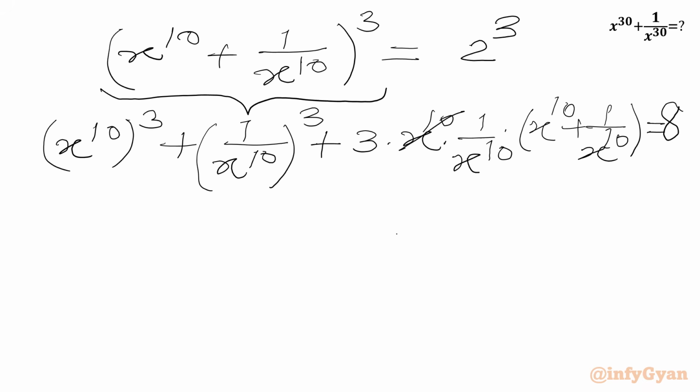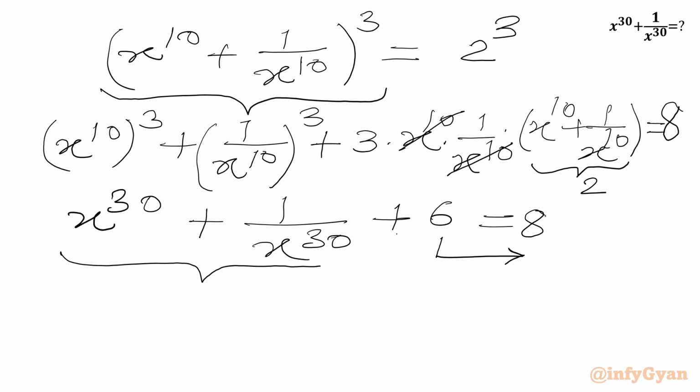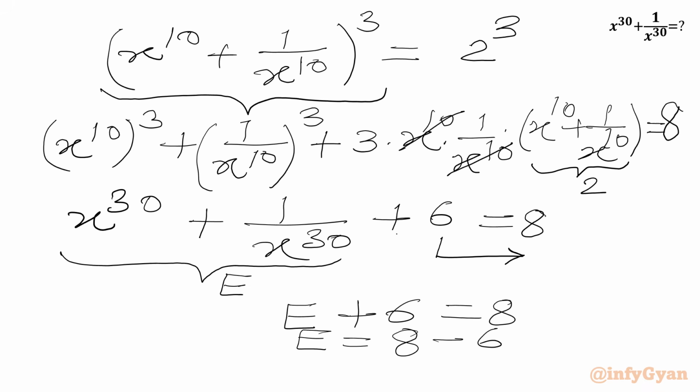x¹⁰ will be over. x¹⁰ + 1/x¹⁰ is 2. 3 times 2 is 6. So here we can write x³⁰ + 1/x³⁰ plus 3 times 2 is 6, RHS is 8. Now we have to take 6 to the RHS, and here we can write the required expression E. So I will write E + 6 equal to 8, E equal to 8 − 6. So our final answer becomes E equal to 2.